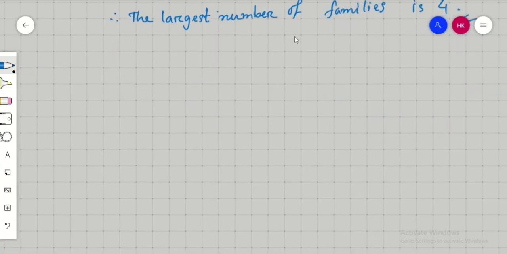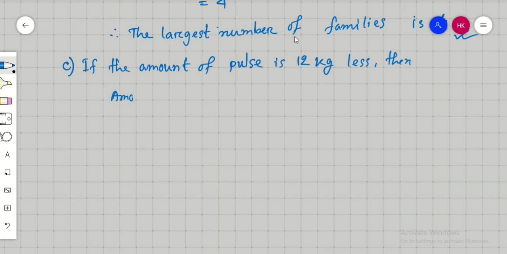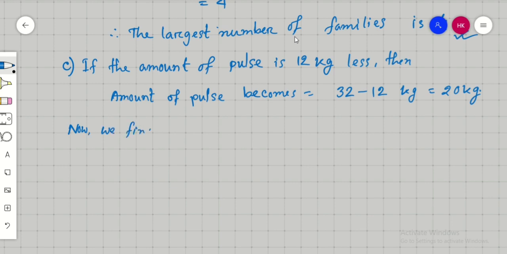So we can write in number C, if the amount of pulse is 12 kg less, then the amount of pulse becomes 32 minus 12 kg, that means 20 kg. Now we find the HCF of 60, 40 and 20.